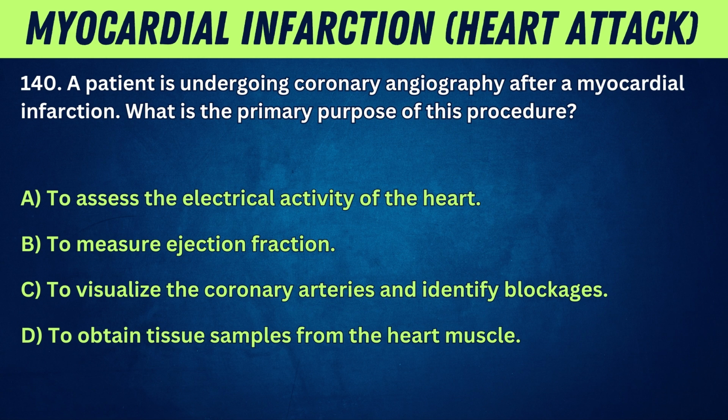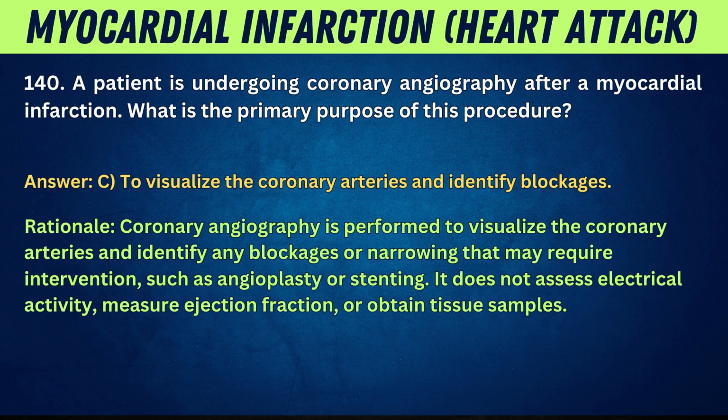140. A patient is undergoing coronary angiography after a myocardial infarction. What is the primary purpose of this procedure? A. To assess the electrical activity of the heart. B. To measure ejection fraction. C. To visualize the coronary arteries and identify blockages. D. To obtain tissue samples from the heart muscle. Answer: C. To visualize the coronary arteries and identify blockages. Rationale: coronary angiography is performed to visualize the coronary arteries and identify any blockages or narrowing that may require intervention, such as angioplasty or stenting. It does not assess electrical activity, measure ejection fraction, or obtain tissue samples.